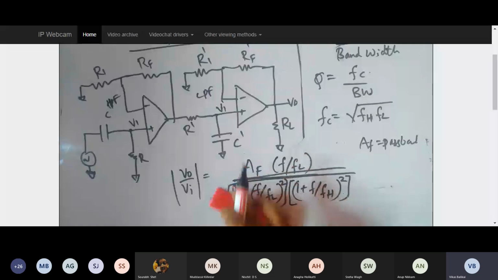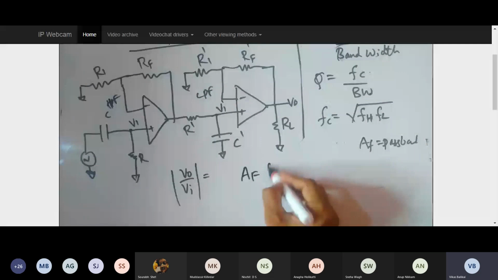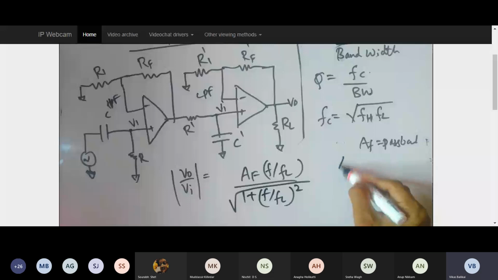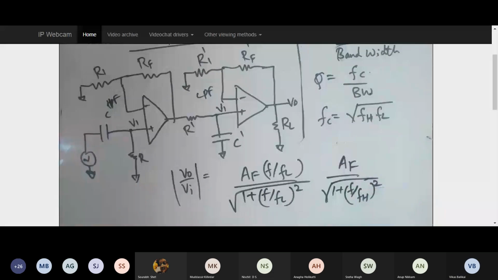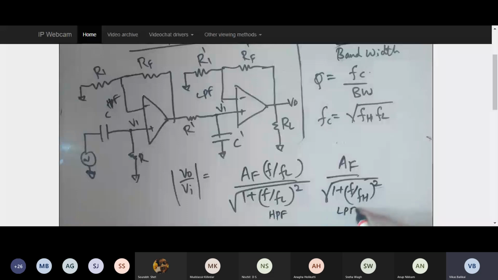If I try to replicate this entire thing like this, AF times F by FL, whole divided by 1 plus F by FL whole square. This is for my high pass, and for my low pass, ignore it. All are the same, the circuit or the equation whatever I wrote previously and whatever I am writing now. So this is your high pass filter equation, and this is your low pass filter equation.